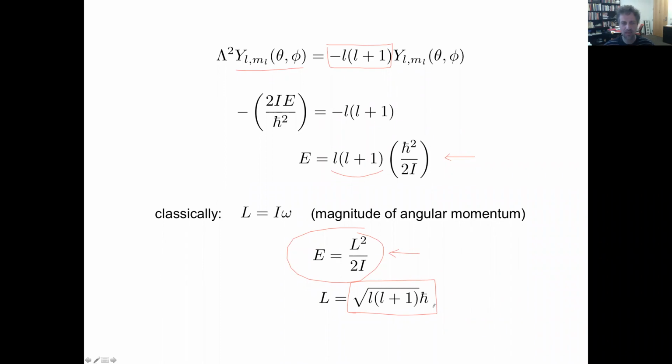That means the angular momentum, like the energy, is quantized, and it depends on L. So if you have a particle that moves around on a sphere in the quantum mechanical world, you will have two things that are quantized: quantized energies and quantized angular momenta, and that is given over here.